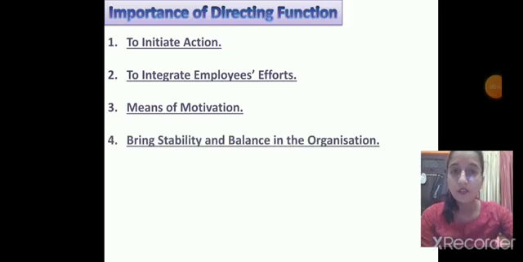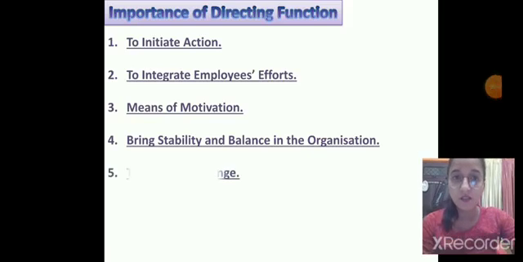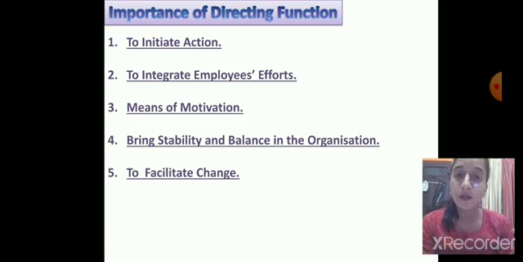Next importance is bringing stability and balance in the organization. Generally, the employees working at different levels develop different attitudes, and the balance between their attitudes is made by directing function. And the last importance is to facilitate change. Generally, the employees hesitate in accepting the changes. So by directing function, these changes can be implemented in a more easy way.